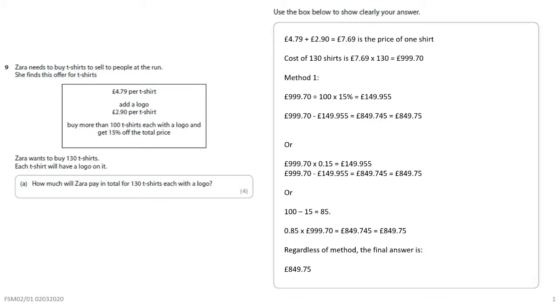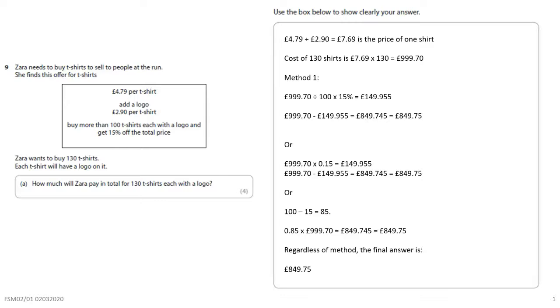The other way you can do it is take the figure 999.70 times 0.15, which is really 15%. And the same would apply there if it was, say, 20%, you do 0.20. And that will give you the percentage price, which here is again 149.955. You then go through the same method, 999.70 minus 149.955, which gives you your ultimate figure. And notice I've had to round up in all of these.